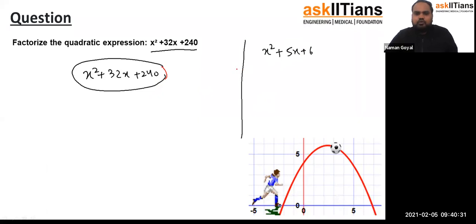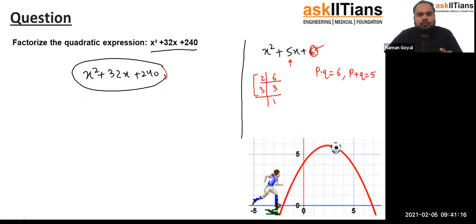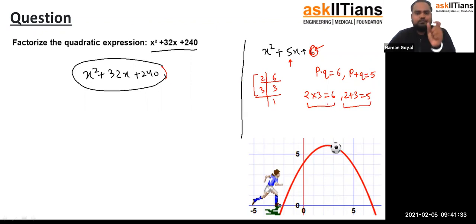As I told you, if a quadratic expression is in the form of x square plus bx plus c, we need two numbers whose product is c and whose sum is b. So we need two numbers whose product is 6 and sum is 5. The best method to find such numbers is to prime factorize the number. Prime factorize 6, you get 2 and 3. The numbers are 2 and 3. The product of 2 and 3 is 6 and the sum is 5, right?